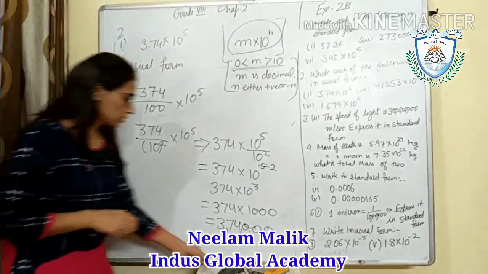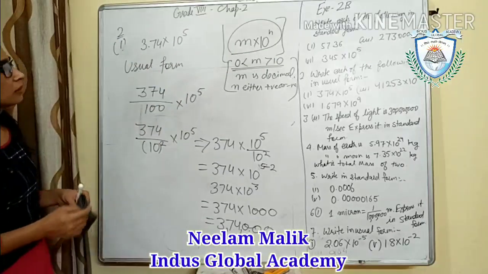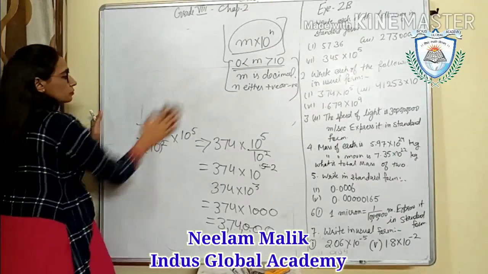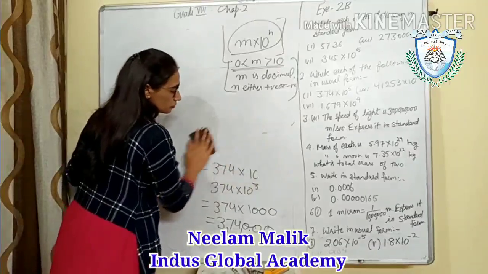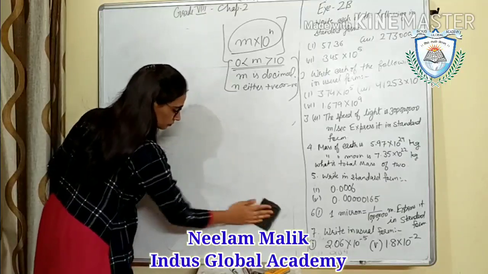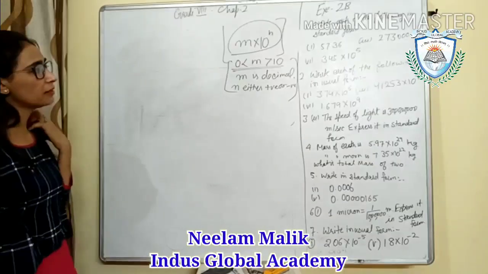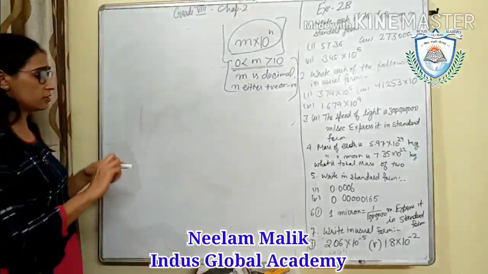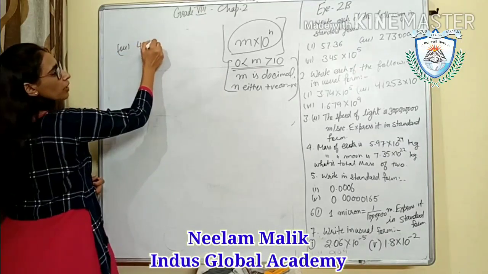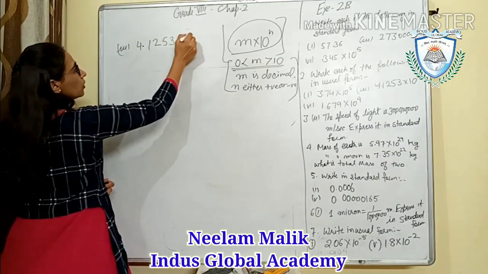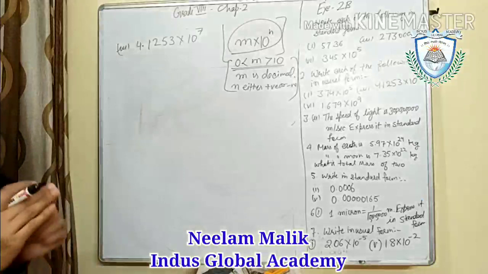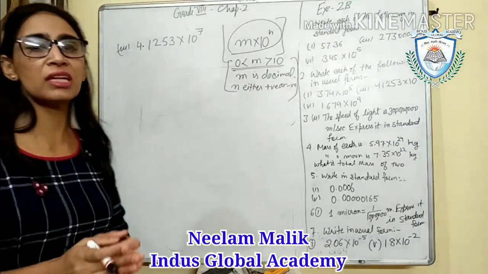Now we will do the third part of this. What is the third part? In the third part, 4.1253 into 10 raised to power 7. What we have to do here is write this in usual form, or we can say simplest form.